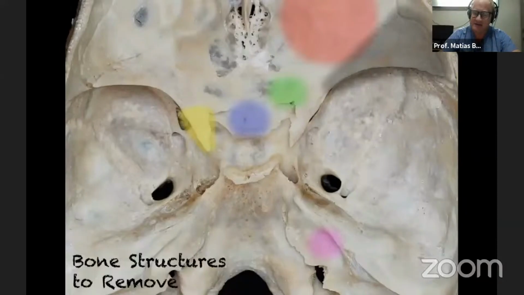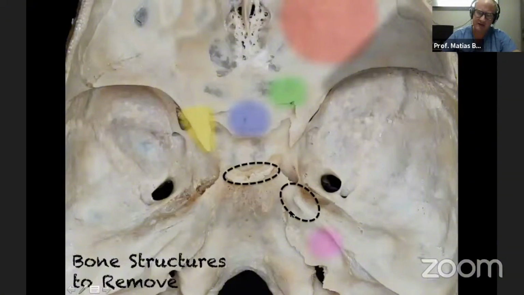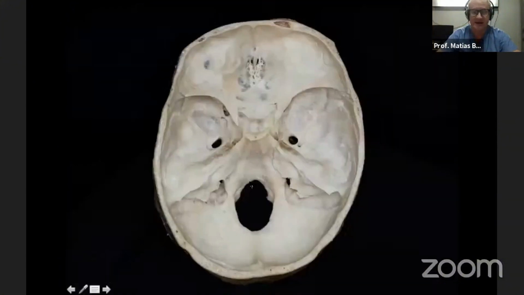Other important structures are the anterior petrosal apex, especially for anterior petrosectomies, and the posterior clinoid process, in order to reach some kinds of vascular lesions located especially on the basilar artery.